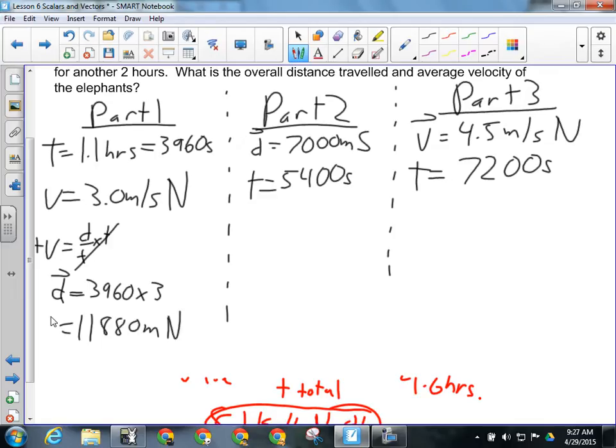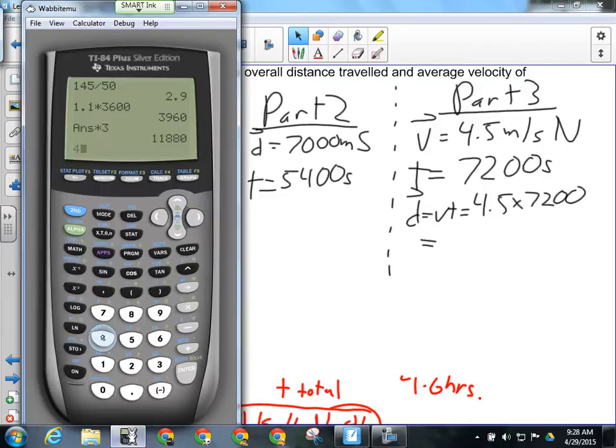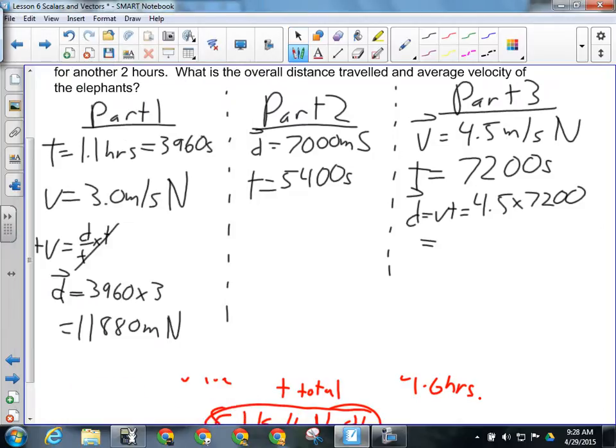Okay, so I've got that now. I already have D and T in part 2, so I don't have to do anything there. But I have to do the same calculation here in part 3 in order to get D. So D equals V times T. That'll be 4.5 times 7,200. 32,400. Which direction? North. So now I've got D and T for all 3 parts, which is good.